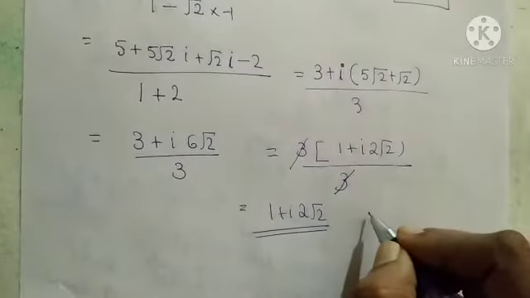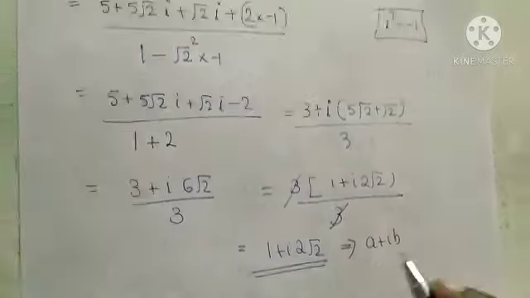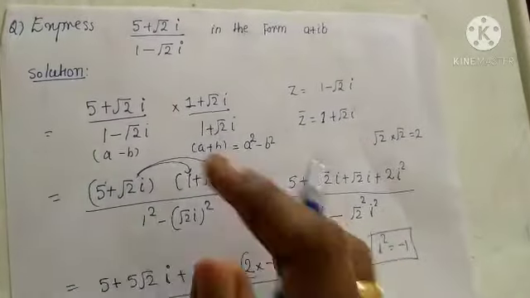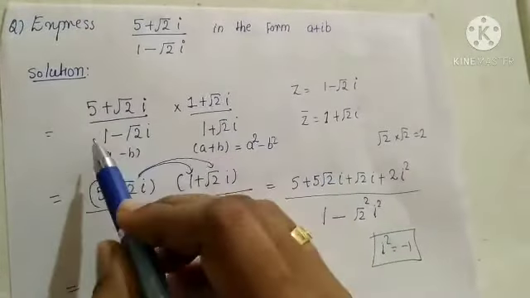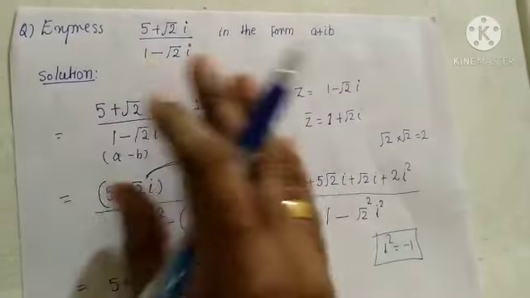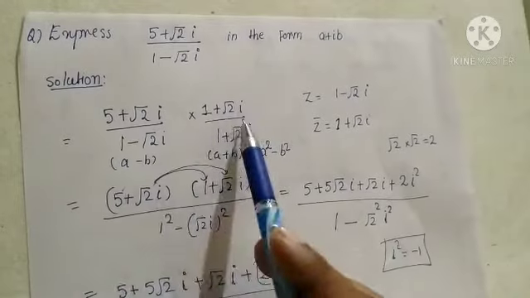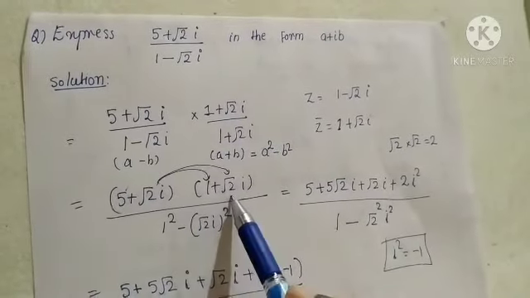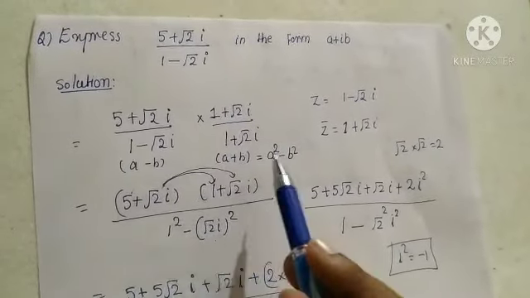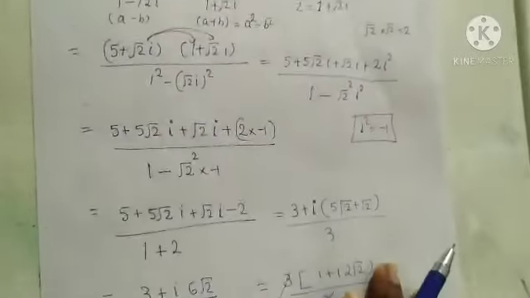Okay, so this is in the form of a plus ib. Okay, I hope you understood this question. So take the conjugate of a denominator and multiply and divide with our question, and here multiplication of two complex numbers is used, and in the denominator a plus b into a minus b equal to a square minus b square is used.